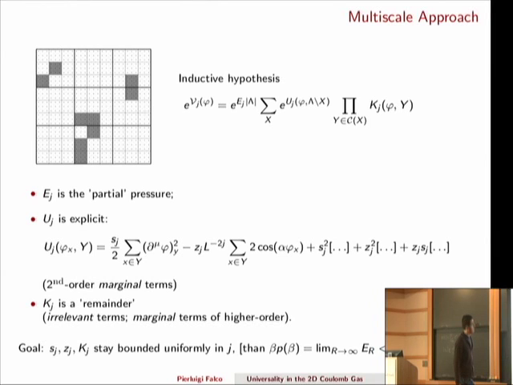X is the sum over all possible polymers. Y? So the first step you don't have this. Well, you have this picture, but K is identically 0. So the only thing is when X is equal to the empty set.